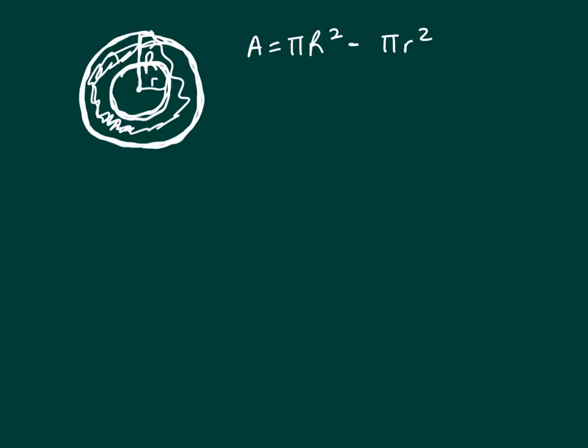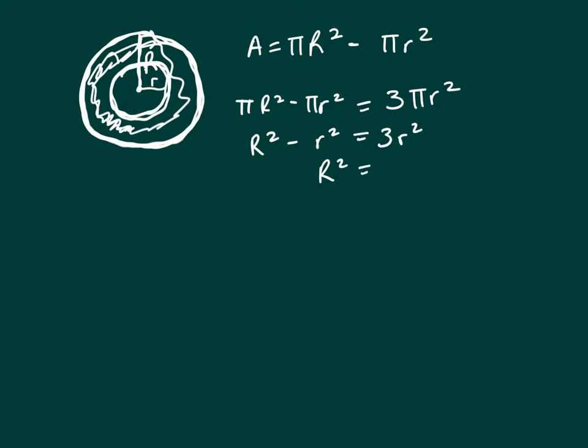So what does that tell me? It says the area of the shaded region, which is pi R squared minus pi r squared, is 3 times the area of the smaller region, so it equals 3 times the small one. Is that okay? Let's divide everything by pi first. Now we have big R squared minus little r squared equals 3 little r squared, and that's R squared equals 4 little r squared.